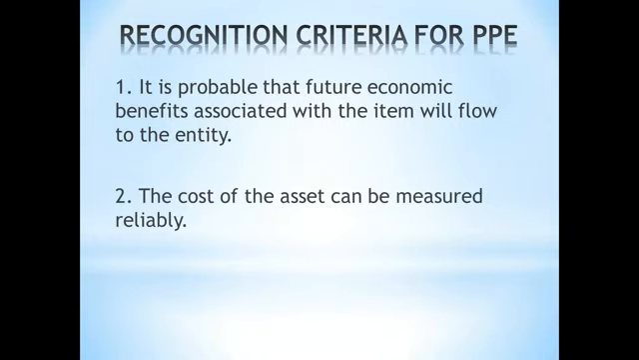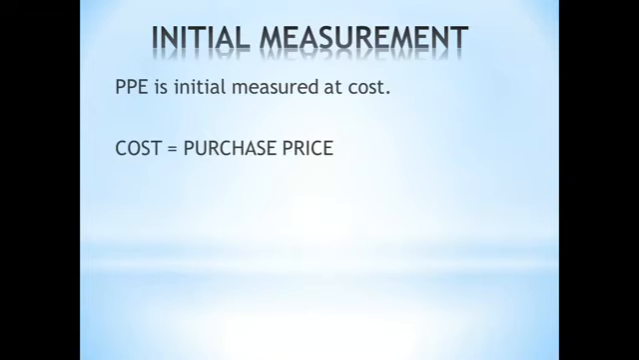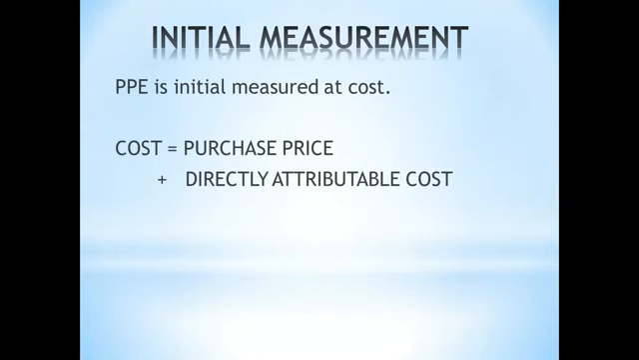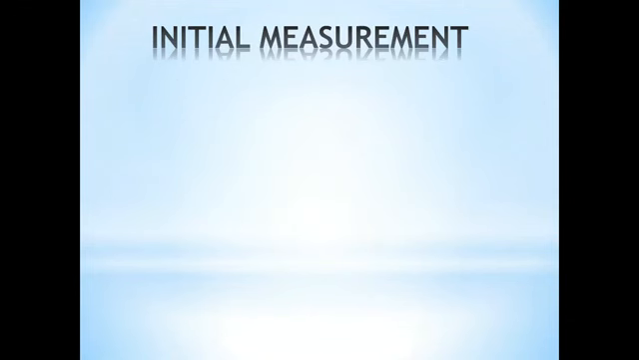Now let's dive into how the cost will be measured reliably. Let's go to the initial measurement. Initial measurement of PPE is measured at what? Cost. And cost has three components. Let's look at the various three components. Cost comprises first the purchase price. Then you add your directly attributable cost. Then you add removal or dismantling cost. Now let's take each of the elements into more perspective.